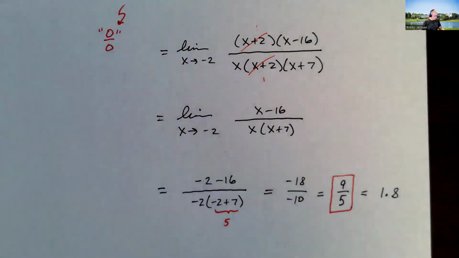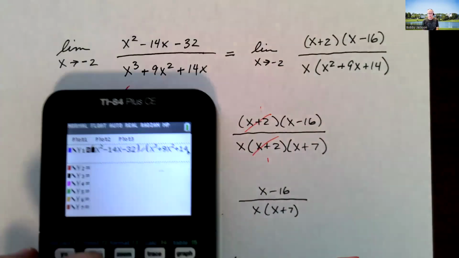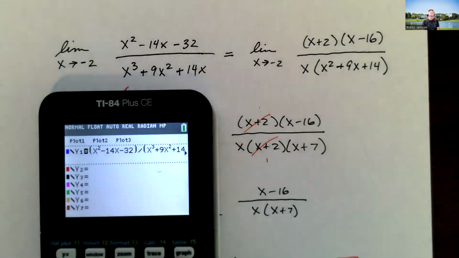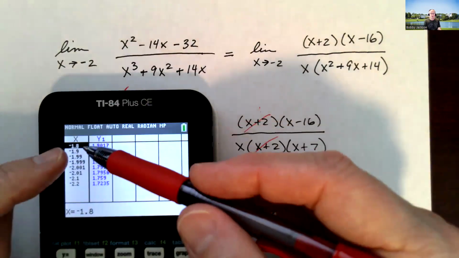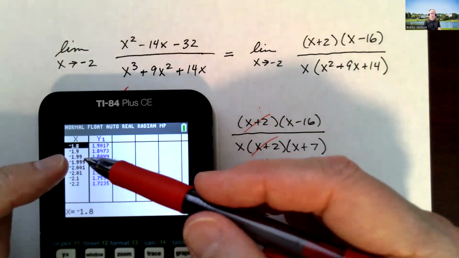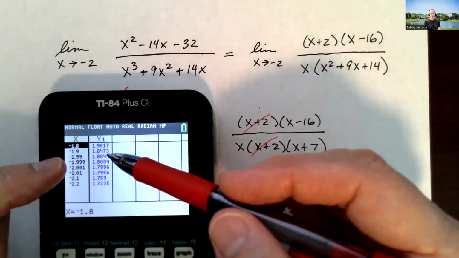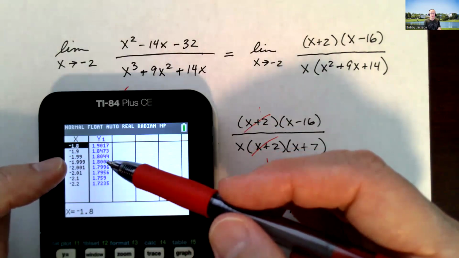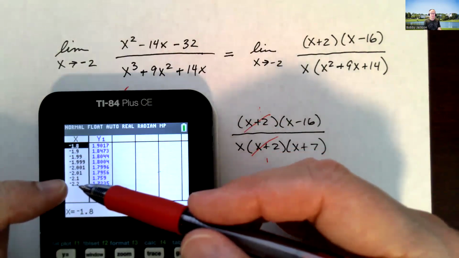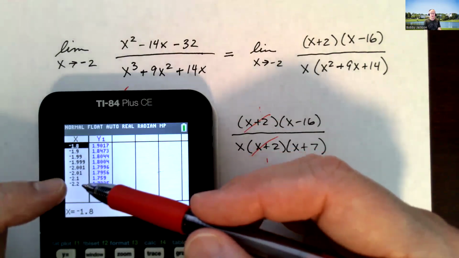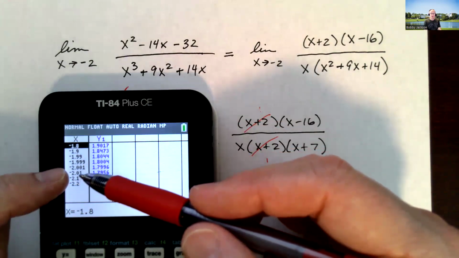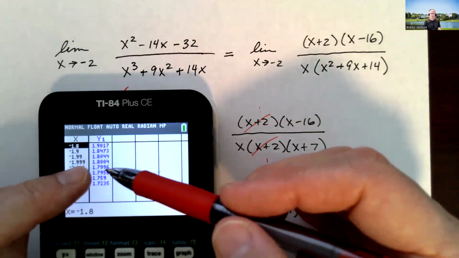Just as a check, remember, you can always check numerically with this. If we go back to the original expression, I've entered it into my calculator here. And if I go to the table, I can plug in values close to -2, like -1.8, -1.9, -1.99. And you can see the value getting closer and closer to, it looks like, 1.8. Same thing for the values on the other side of -2. These values are above -2, excuse me, and these values are below -2. Getting closer to -2 from below, we're also approaching 1.8.